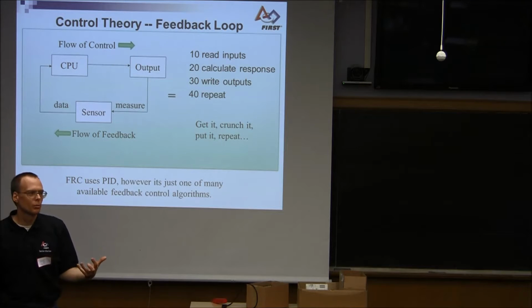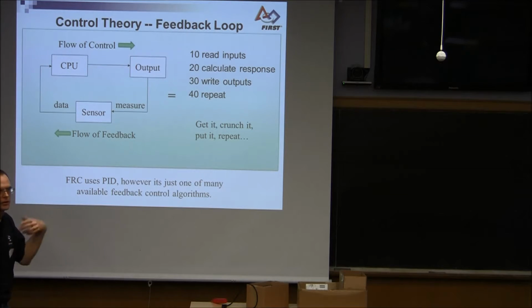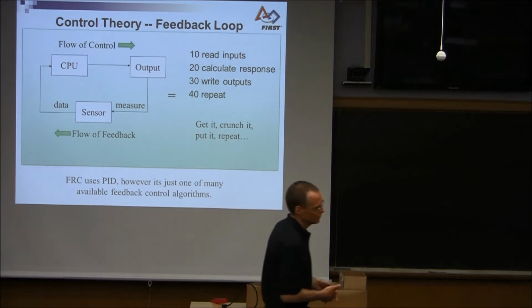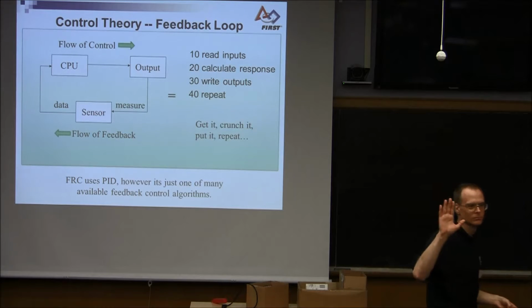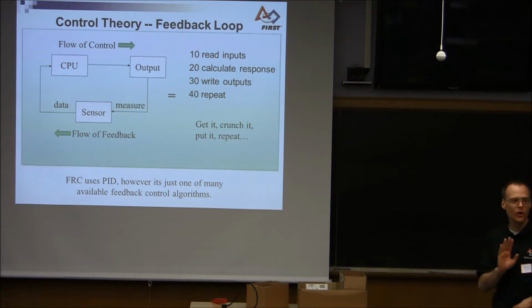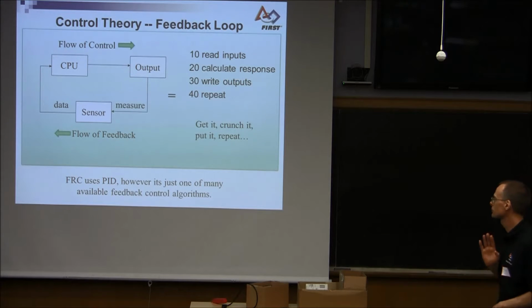And the basics of robotics is you get your data, crunch it, make sense of it, put your output, repeat. Get it, crunch it, put it, get it, crunch it, put it. Continuously. Now in FRC, for control theory, what we use is PID. What's PID? Anybody use PID? We're going to derive it. We're going to show you how it solves so many problems and makes your life so easy.